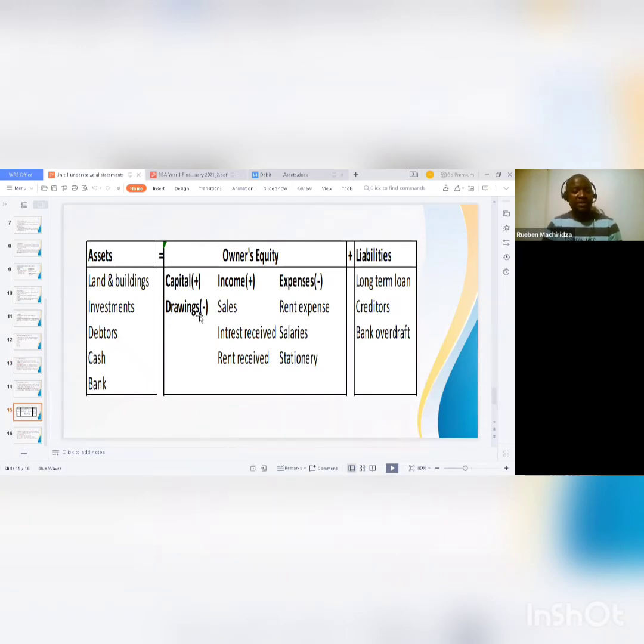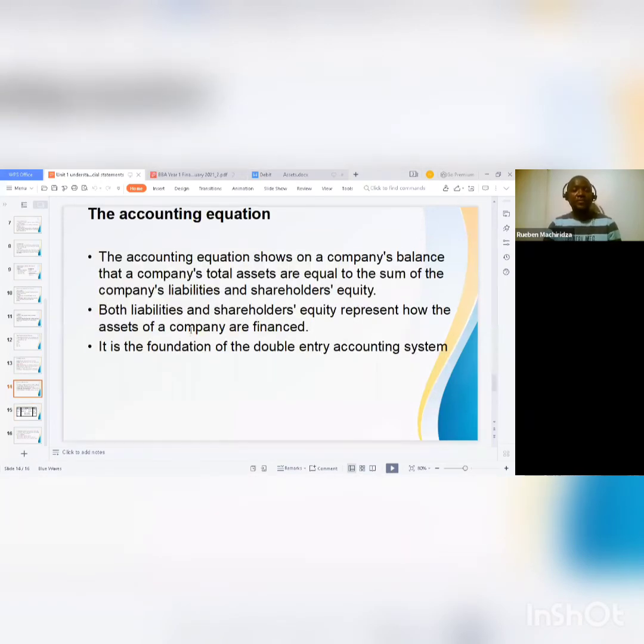Drawings have got an impact of reducing the owner's equity as shown by this negative sign. The drawings are the personal takings of the owner, what the owner takes from the business, but not necessarily for the purposes of conducting business. He can be taking stock for his personal use. He can take cash for his personal use. All of this would be regarded as drawings. And drawings have got an impact of reducing what he owns in the business.